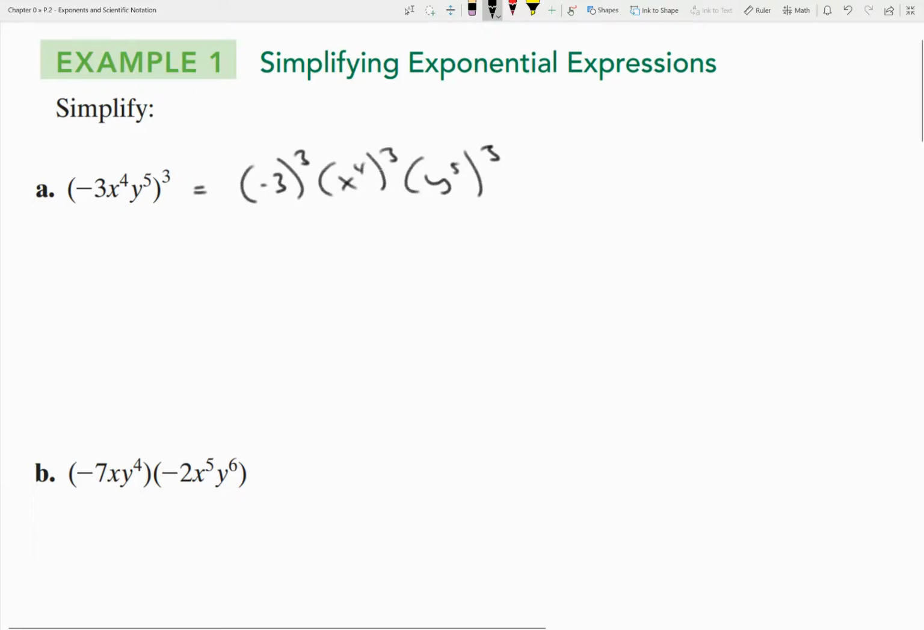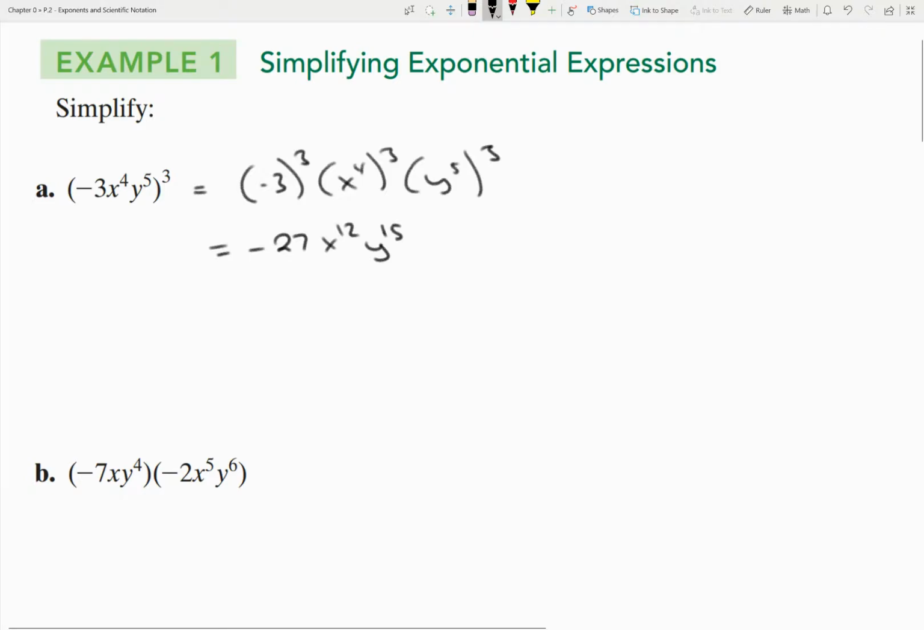Everything inside the parentheses gets raised to the third power. -3 to the third power means -3 times -3 times -3, which is -27. Power to a power, we multiply the exponents together. That gives me x to the 12th power and y to the 15th. Okay, now I ask myself, is this simplified?